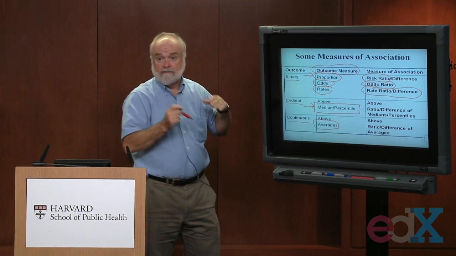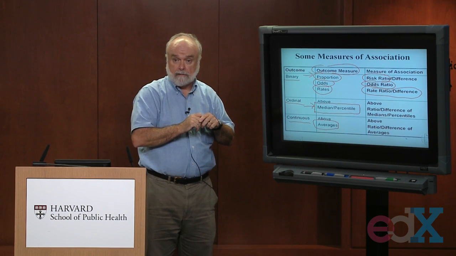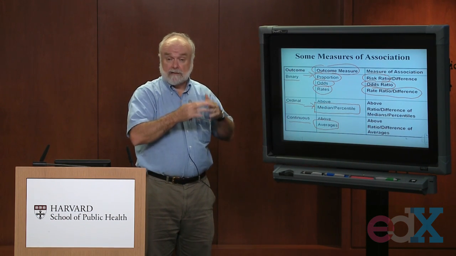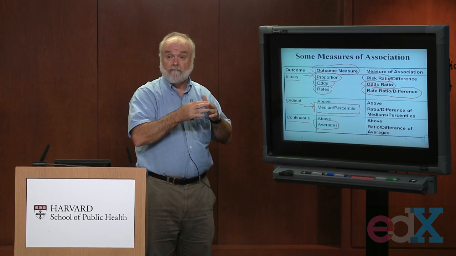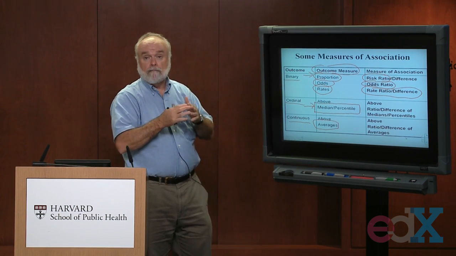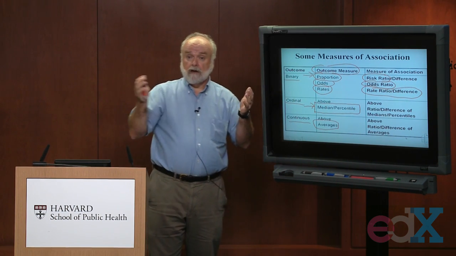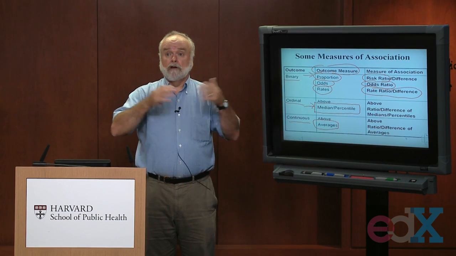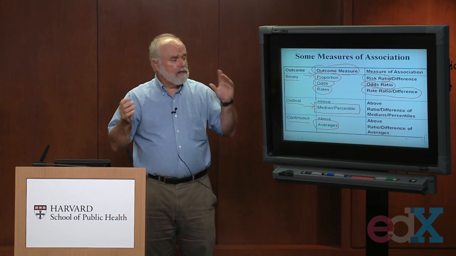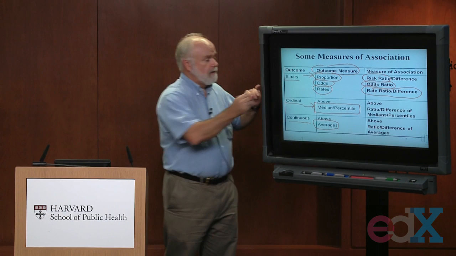I'll give you examples of these in the next lecture. And you'll be doing calculations either in Stata or by hand just to become familiar with this. Same thing can be true for other types of outcomes. You can take ratios or differences of medians, ratios or differences of averages. But let's focus on the binary outcome, as we've done so far.